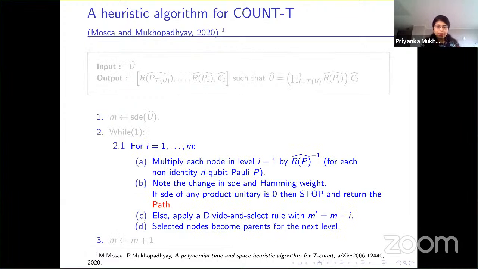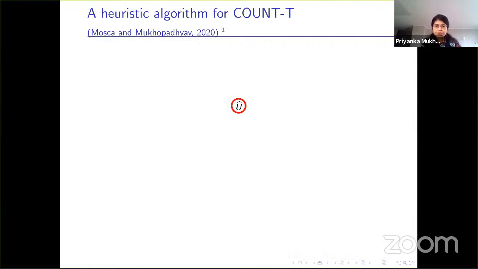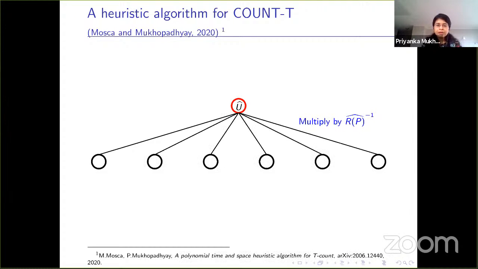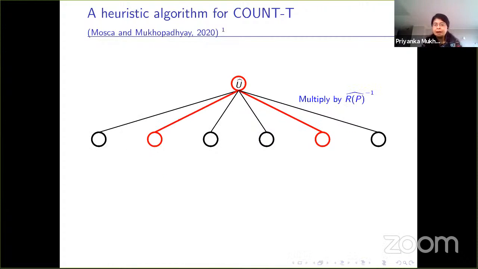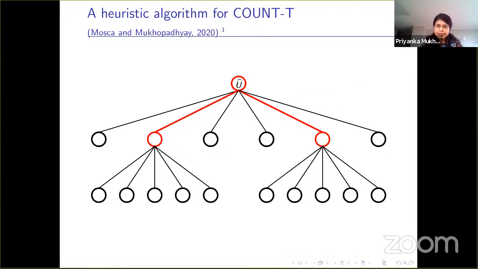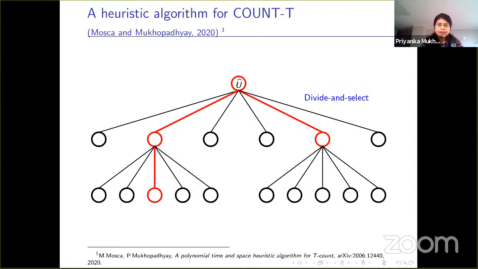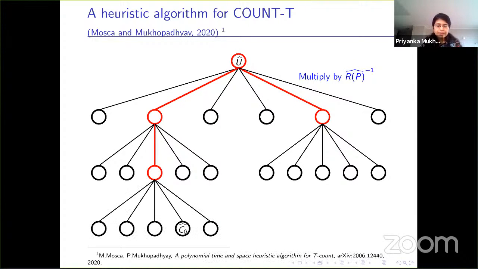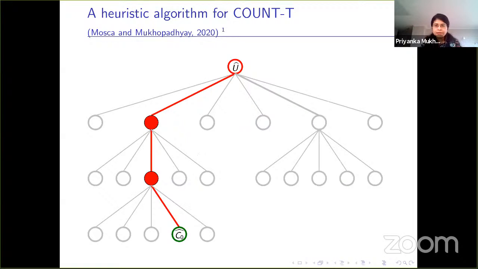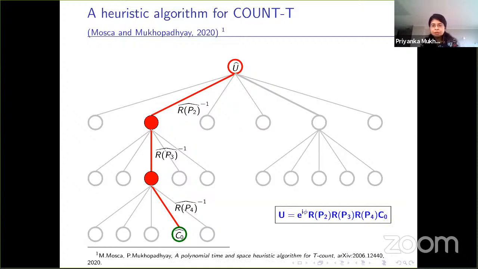So this loop 2.1 looks as follows. We start with the channel representation of U. We multiply by the RP inverses. Then we divide and select. Suppose we selected 2 nodes. Then we again multiply them by the RP inverses. Then we again divide and select. Suppose this time only 1 node got selected. Again, we multiply by RP inverse. And this time we see we reached a Clifford. We can check it because the ST of this unitary will be 0. Then we stop, and we return the path which we obtain in this way. This gives the decomposition. So if this is the path, these are the RPs, then your U can be written as the product of these RPs times C0, up to some global phase.